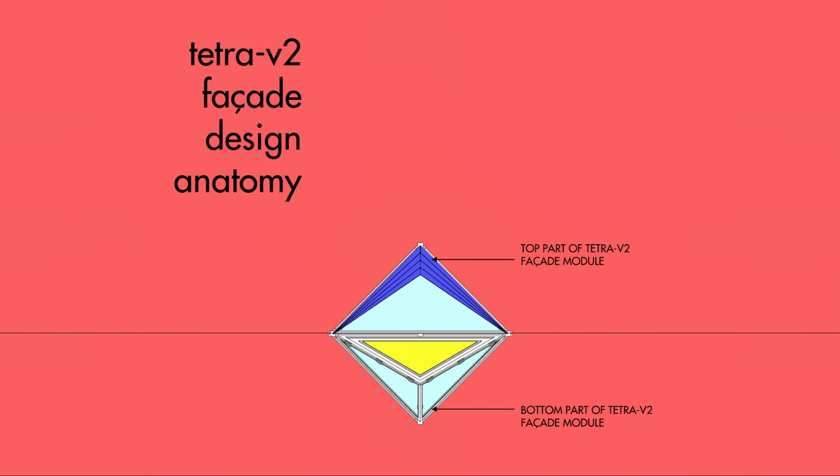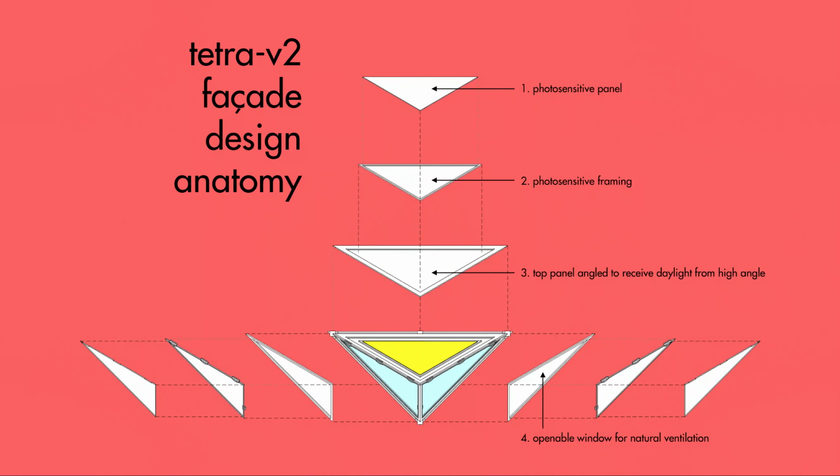We can see that this final Tetra V2 iteration will have two parts, in which the height of each part is kept 1000 mm high and 2000 mm width. So the bottom part of Tetra V2 is where the heart of this modulation is. It will house a photosensitive panel that will detect the daylight level and will give signals and data to the top part. Also, it is angled 45 degree up to receive daylight from high angle, so that the daylight data could be detected no matter the weather condition.